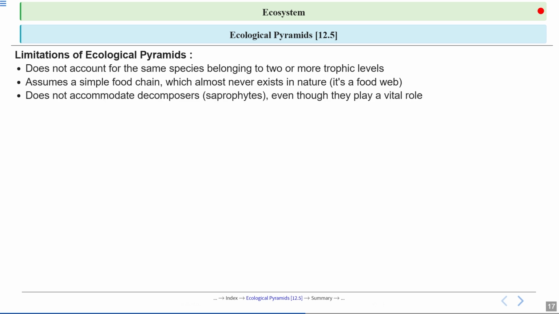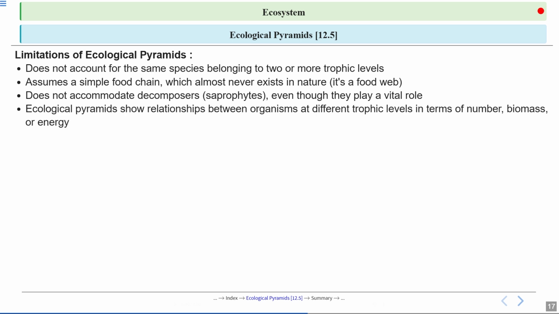Another key limitation is that decomposers like fungi and bacteria are usually left out of these pyramids. These decomposers play a very vital role in breaking down dead material and recycling nutrients. So they are never considered in the ecological pyramids.